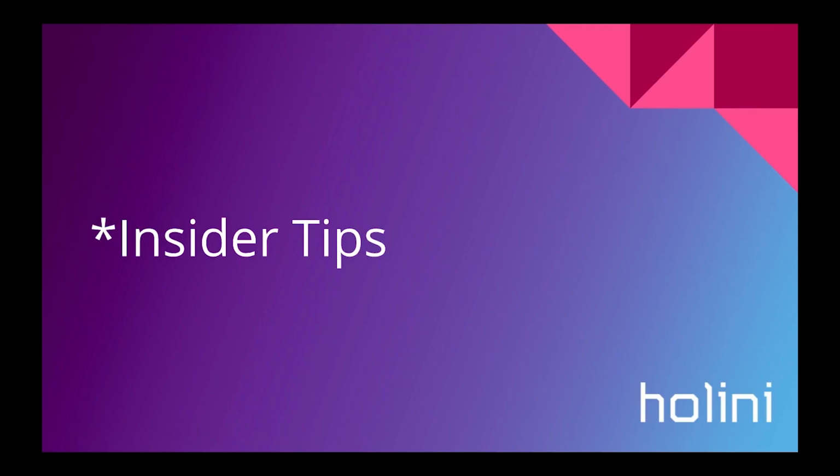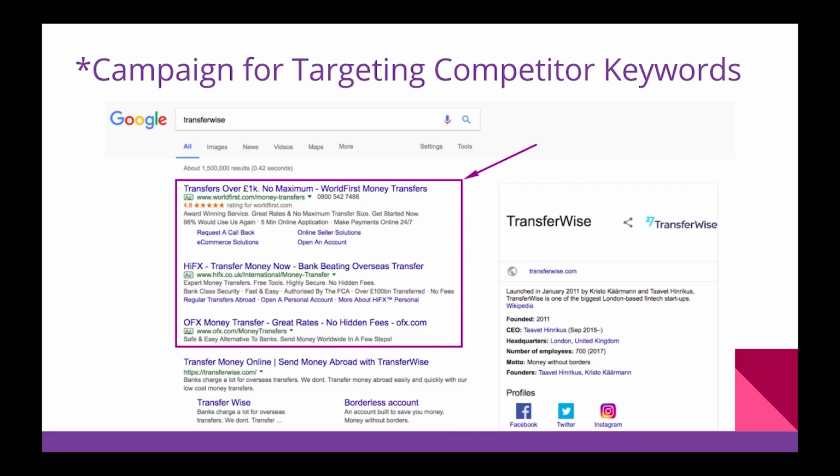And now it's time for the insider tips that I promised you earlier. The first one is to add a campaign that targets your competitors' brand keywords. Here we can see that TransferWise, for example, is not bidding on their brand keywords. When someone searches for their brand name TransferWise, they are first amongst the organic search results, but their competitors have grabbed the ad spots above them. So when you are a competitor of TransferWise, it's a clever idea to add TransferWise as a keyword in your account, as someone that is searching for their services might also be interested in yours.